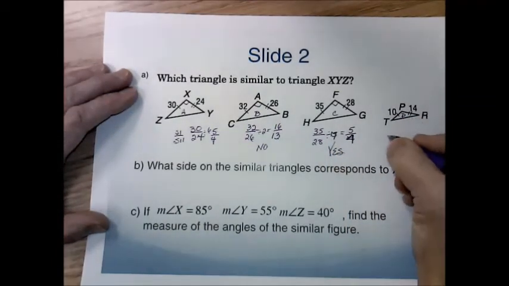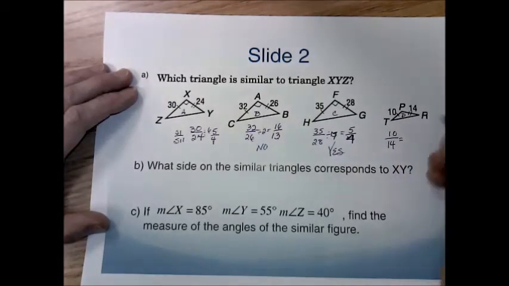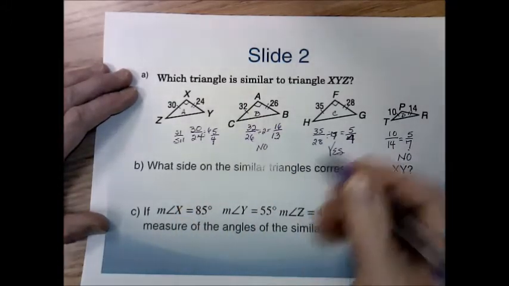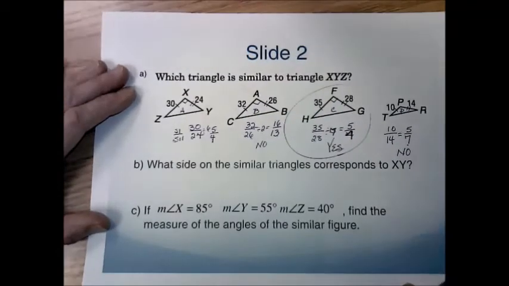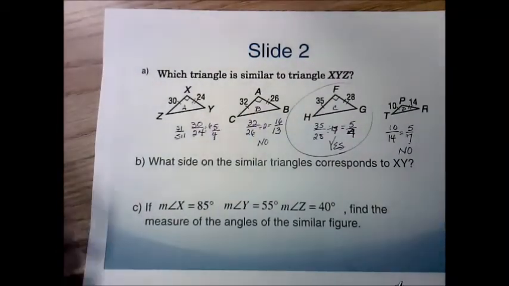In our last triangle here, D, 10 over 14, and if we reduce that dividing by 2, we end up with 5/7. 5/7 is not equivalent to 5/4, so that would have been no. So the third triangle was similar to triangle XYZ.